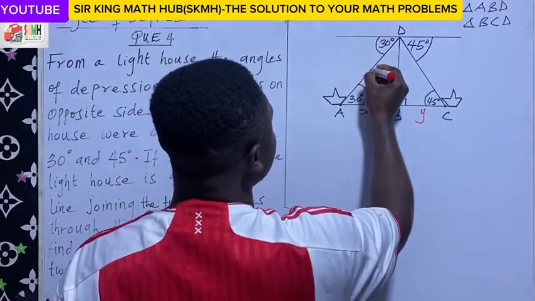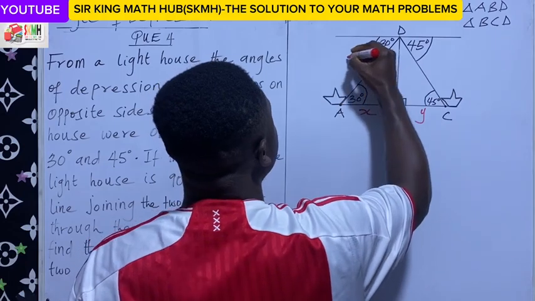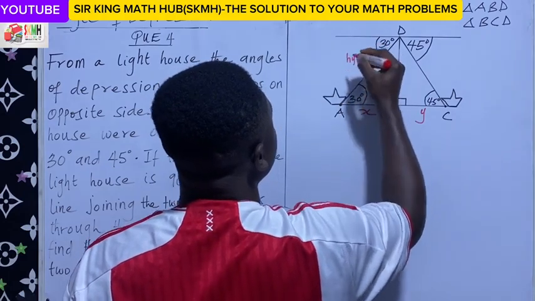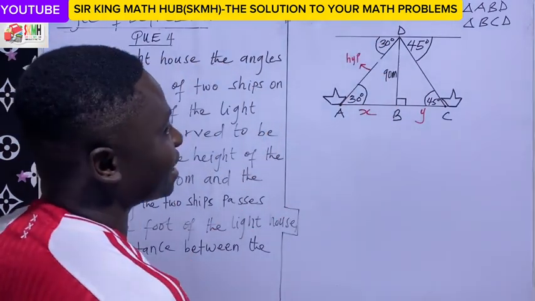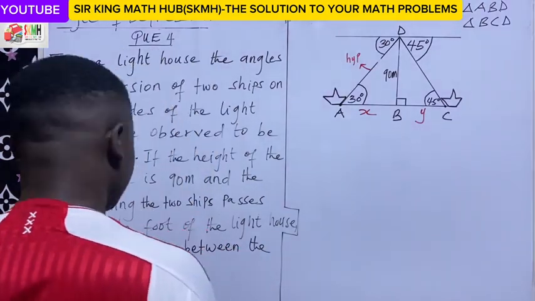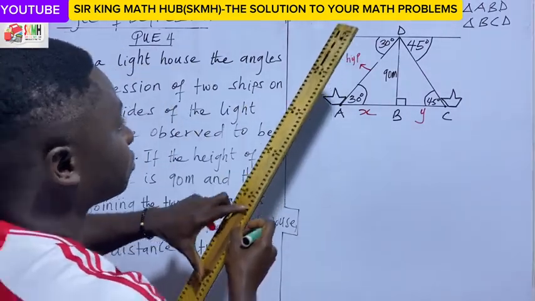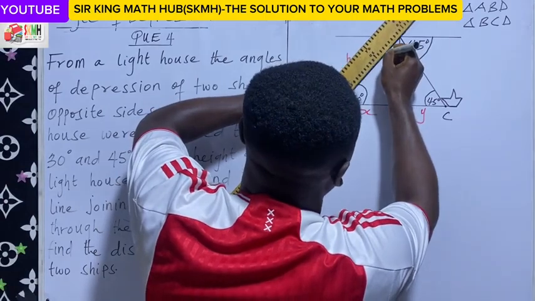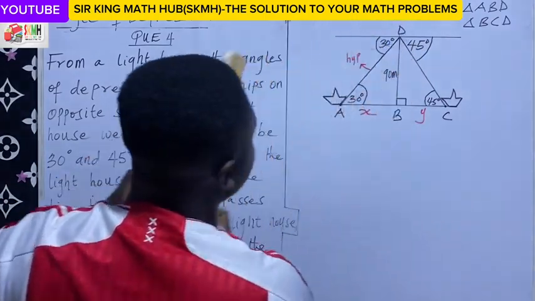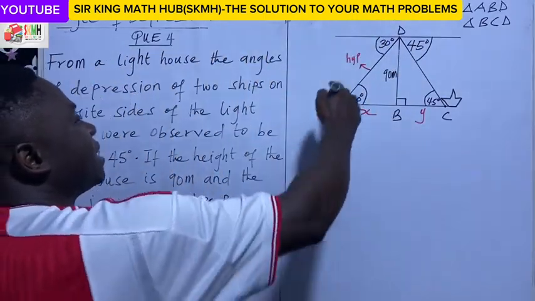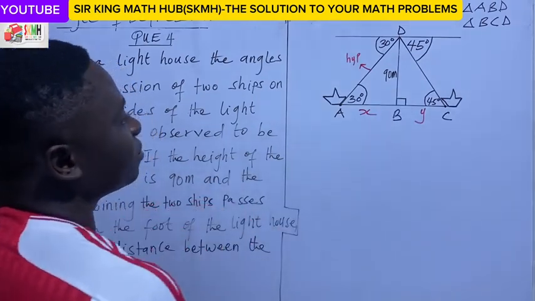So this side here represents the hypotenuse because it is the longest side. As you can see, it is the longest side. Again, it is the side facing the 90 degrees angle.